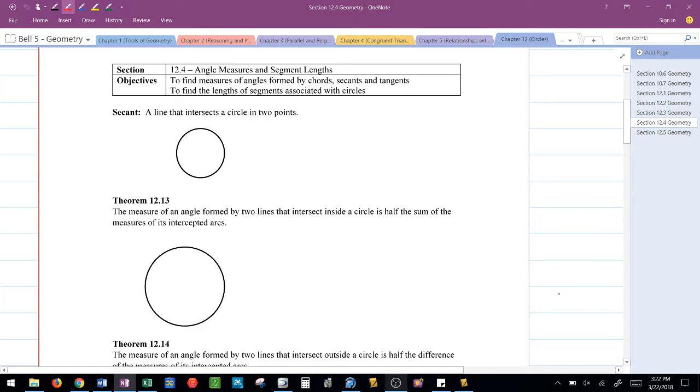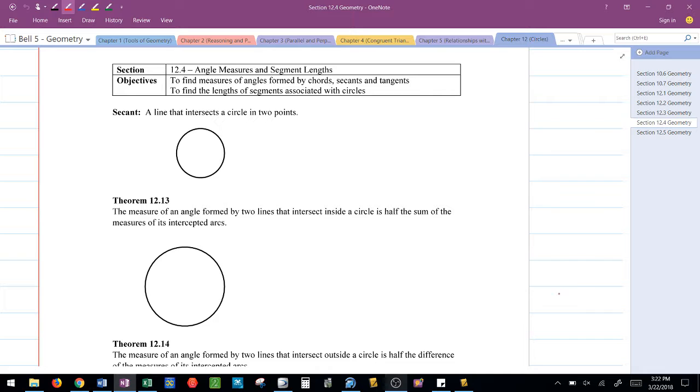All right, lesson 12.4 is going to talk about finding the measures of angles that are formed by chords, secants, and tangents, and the combination of those things, as well as how do we find lengths of segments that are associated. So like a secant or a chord or a tangent secant, tangent chord, all those different kinds of variations.